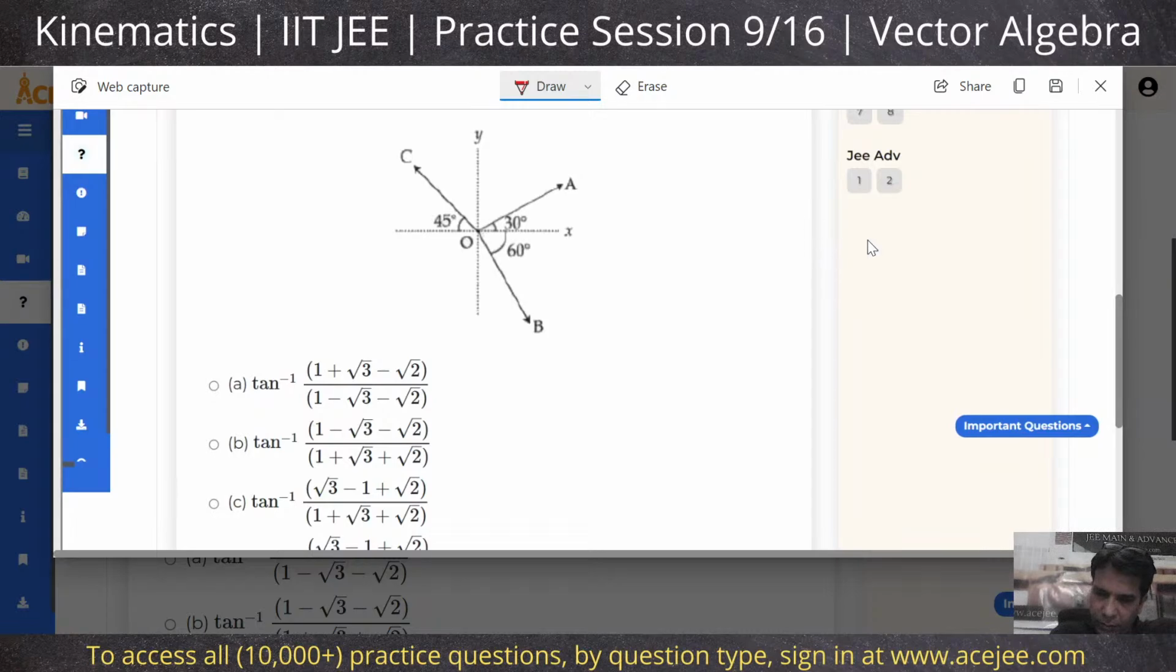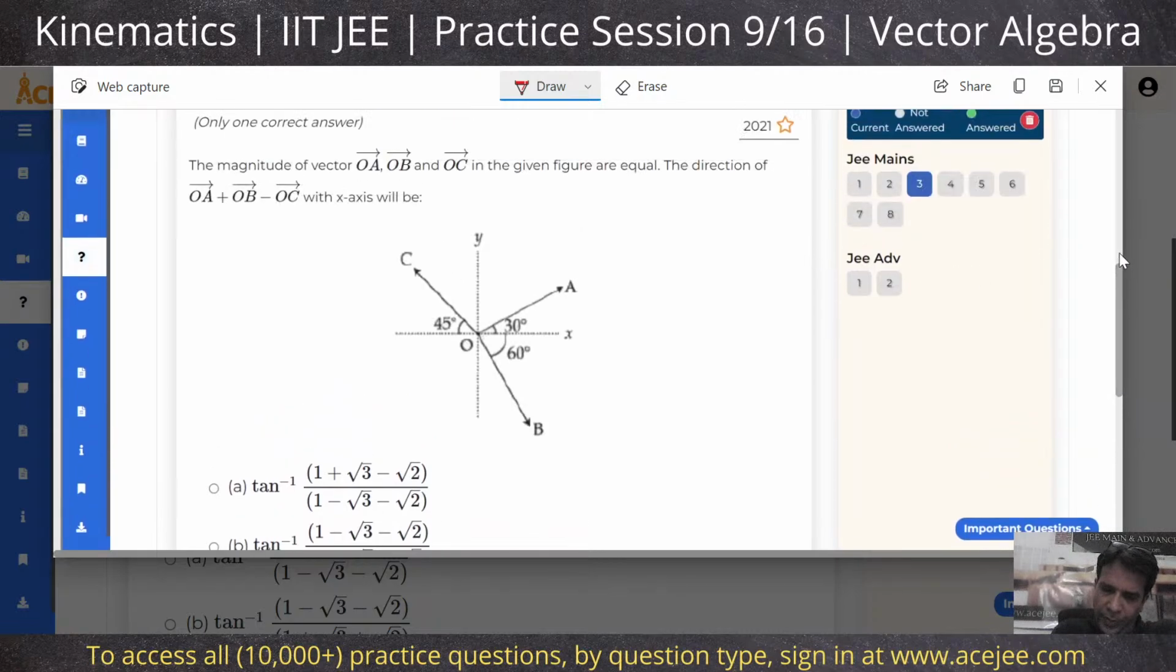सर एक बार क्वेश्चन फिर से दिखा दो ऊपर. Sorry, beta. The magnitudes of these three vectors are the same. Yes, sir. OA plus OB minus OC.